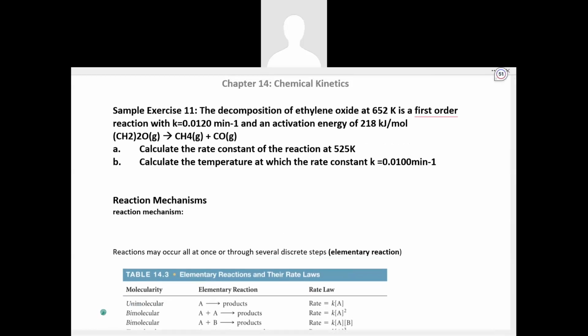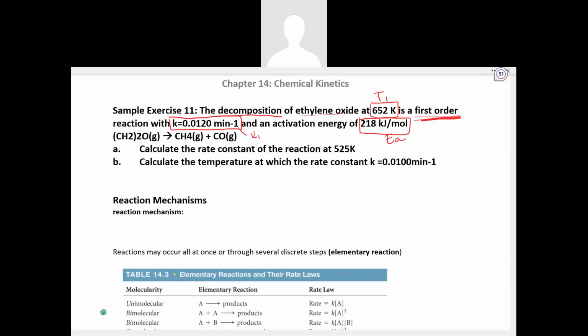We're told that this is a decomposition reaction of ethylene oxide, and we're given this temperature, and told that it's first order with respect to our rate constant here. So this will be our values that we're going to use for our temperature 1 and our K1. We're also given one other piece here. So this is our activation energy as well. So let's label these T1, K1, and EA.